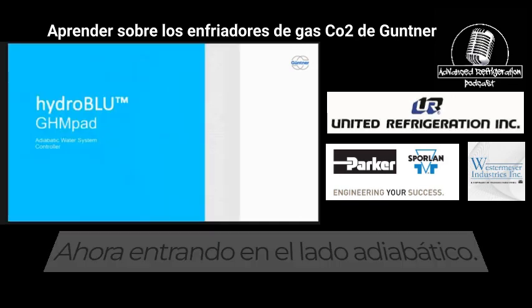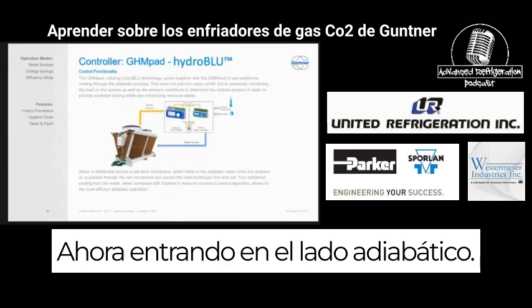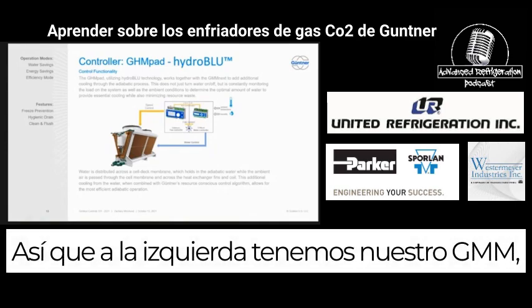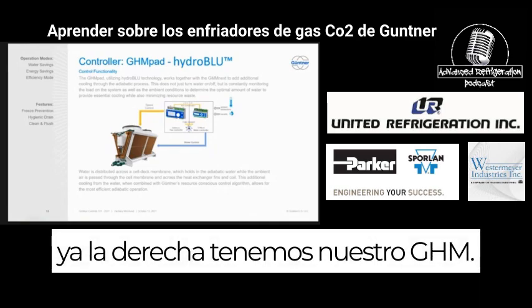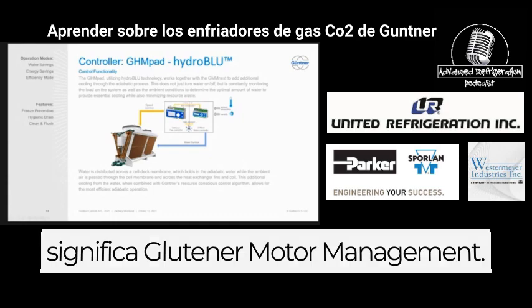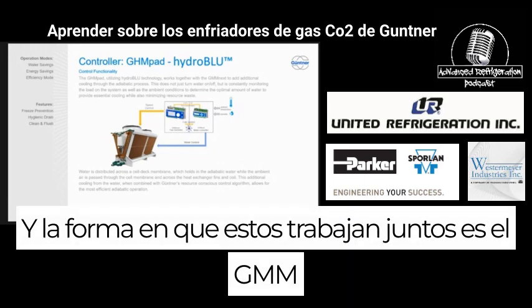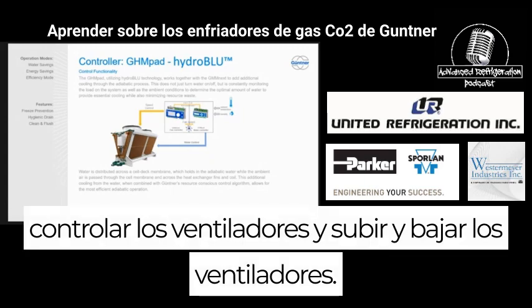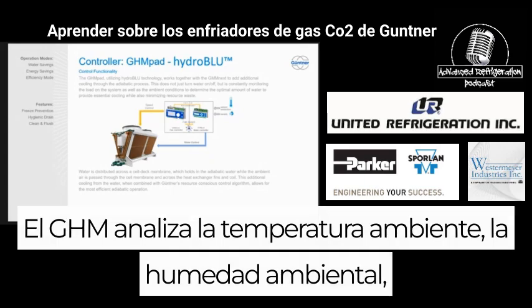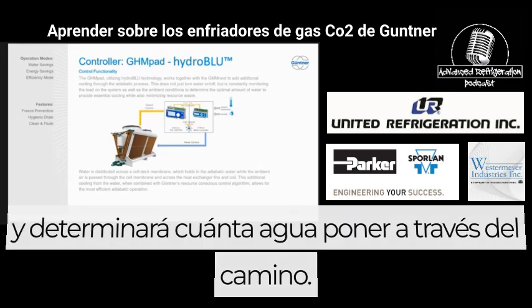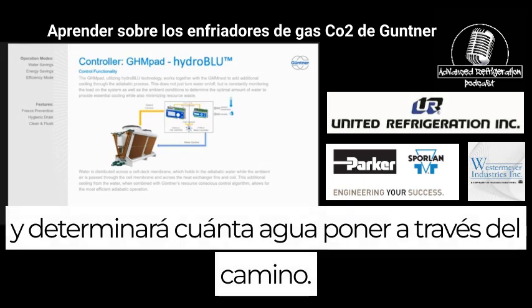So now getting into the adiabatic side, right here we have our GHM controller. On the left, we have our GMM and on the right, we have our GHM. GMM stands for Guntner Motor Management. GHM stands for Guntner Hydro Management. The way these work together is the GMM will control the fans and ramp them up and down. The GHM looks at the ambient temperature, the ambient humidity, and the GMM tells it what the fan speed is, and it'll determine how much water to put across the pans.